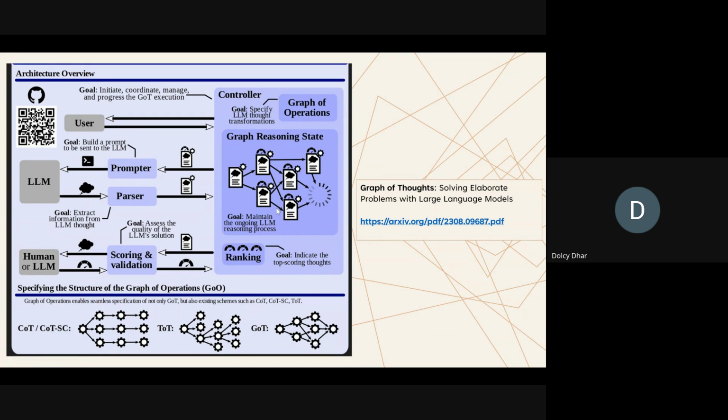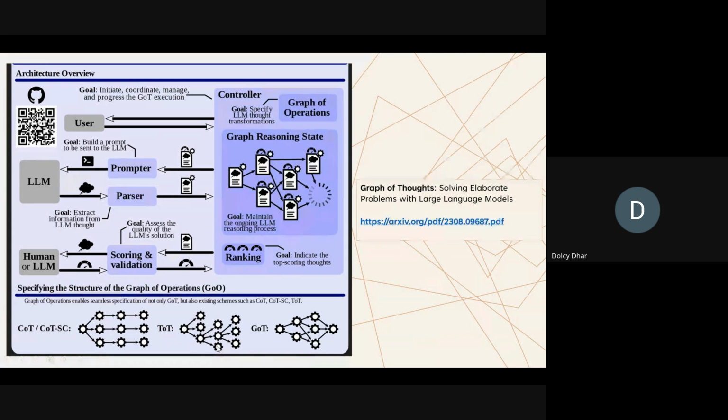Now you can tell me if you have doubts here. One doubt is that at the bottom of this picture there is COTSC. So what is this SC? Chain of thought, then SC. Just a moment, I forgot the full form of SC. Self-consistency, yes.